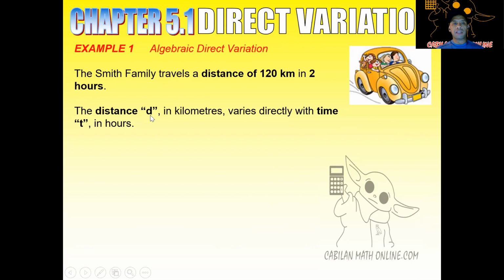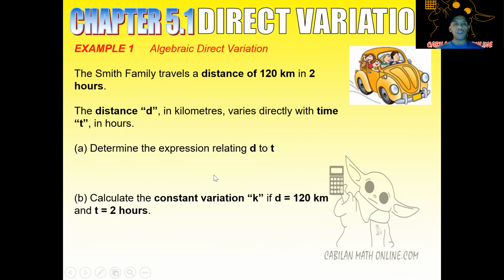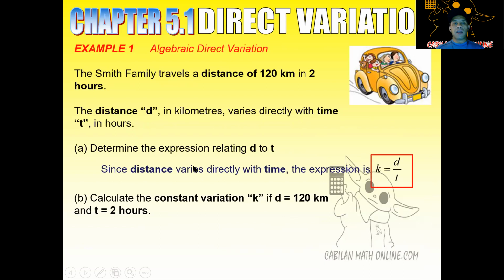So it tells us here that the lowercase d represents the distance in kilometers, and it varies directly with the time t represented in hours here. So it says to determine the expression relating d to t. Now what this tells us is that when we're measuring distance over a period of time, you actually know that to be speed, and that's exactly what we're going to do for this question: use that calculation to determine answers for different types of questions we'll be seeing in this example.